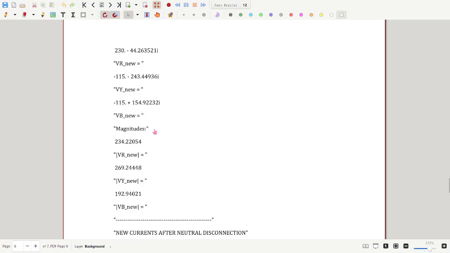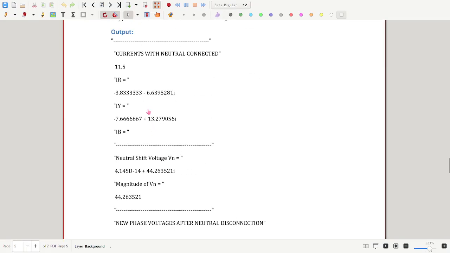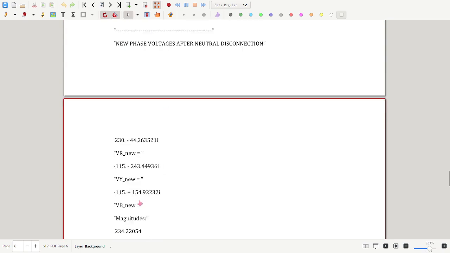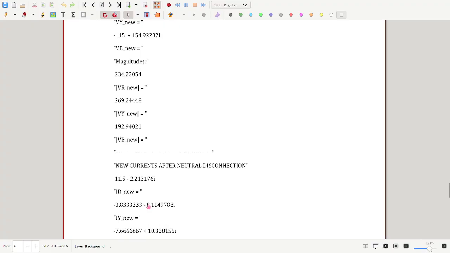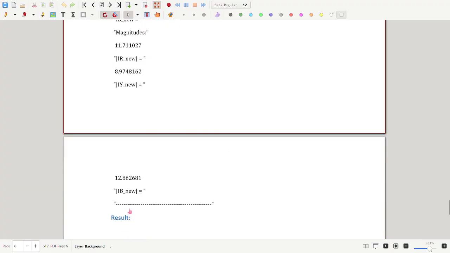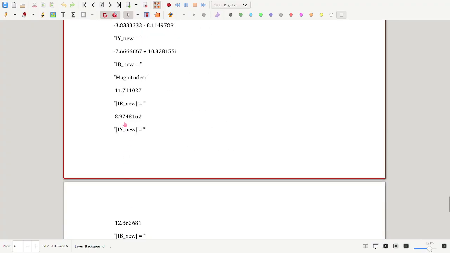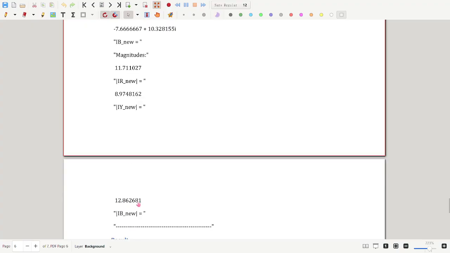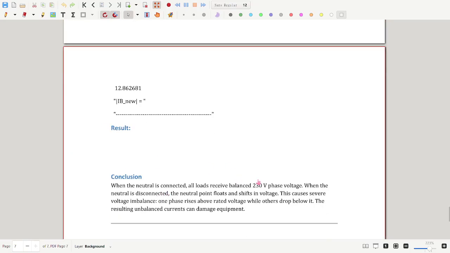Previously how much value was here? IB value was approximately 7 point something. But now you can observe the IY value has increased to 8.97. IB value was previously 15 point something, now it has decreased. So you can observe there is some imbalance, because the neutral is floating here.